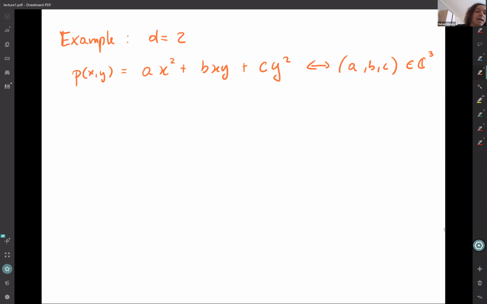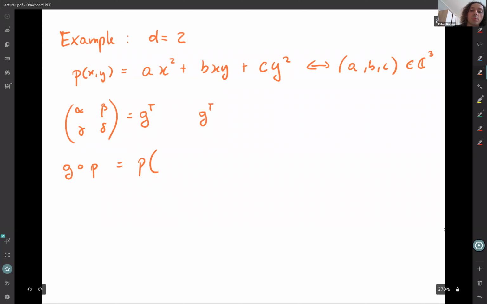Now let's say that we have the matrix alpha, beta, gamma, delta, which is going to act on P. Let's call this G transpose right away. Then the action of G on the polynomial P is P evaluated at G transpose times (x, y), which gives exactly alpha x plus beta y, gamma x plus delta y. And we know that the determinant of G is equal to 1.